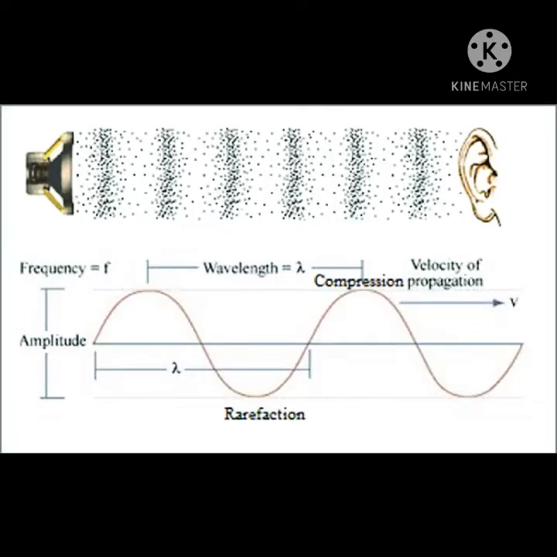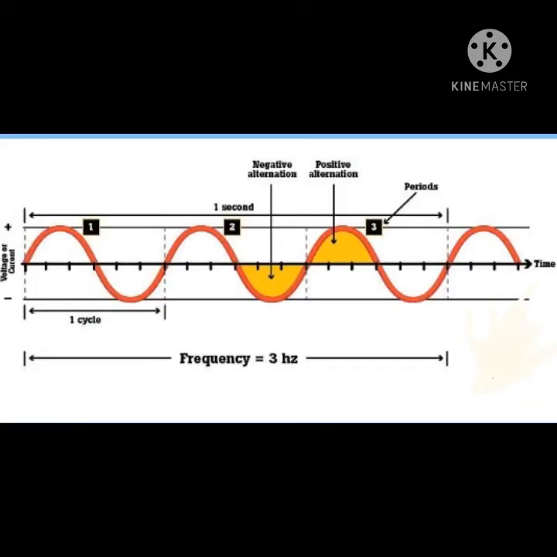Number of such cycles that are produced in the air per second is called as the frequency of the sound wave. The frequency is measured in hertz. For example, here this sound wave is completing 3 cycles in 1 second. That's why its frequency is equal to 3 Hz.